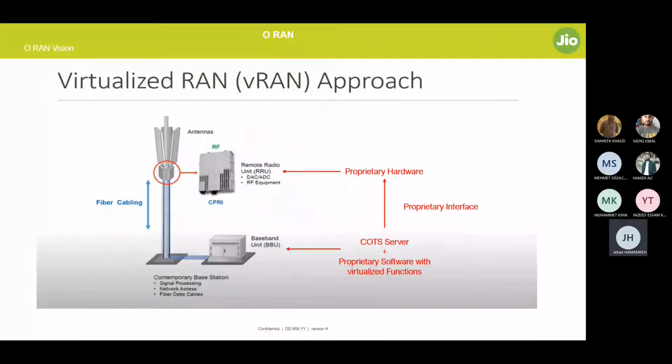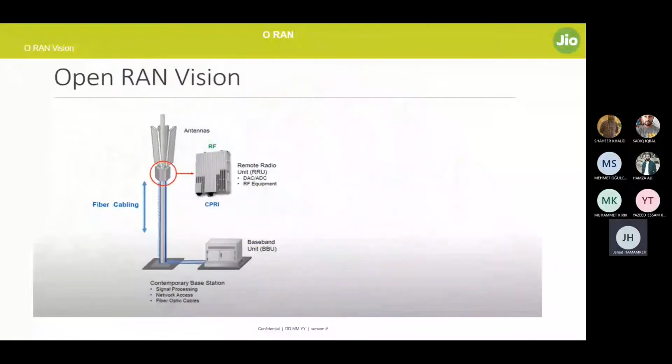But still, in this virtual RAN approach, you still have proprietary hardware and proprietary interface, which makes it not exciting, not attractive, and the cost of it is not going to be significantly different from the contemporary RAN. So this is just for virtualization purposes: the commercial off-the-shelf server plus proprietary software with virtualized functions. So this is also not good because vRAN is not fully open and is completely different from Open RAN. So let's move on and see what Open RAN is.